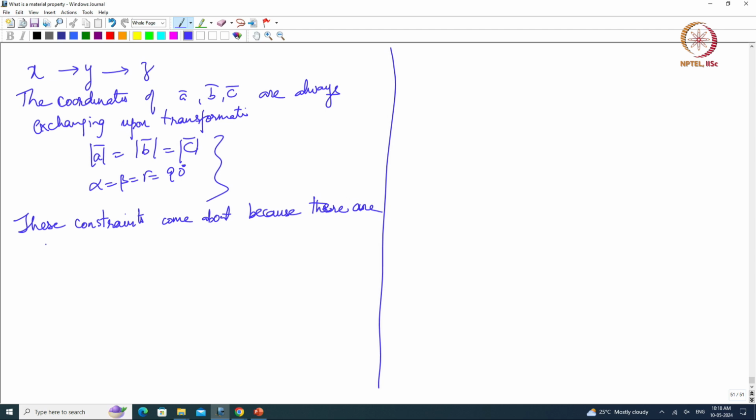So, these constraints come about because there are threefold axes of symmetry about all the body diagonals. Okay. 3 bar also works, right, but 3 bar has an inherent threefold axis of symmetry if you go back and see the stereogram of 3 bar. So, 3 bar is okay, but I should have threefold. So, it is okay to say I have 4 threefold axes of symmetry and I have a cubic system, right.